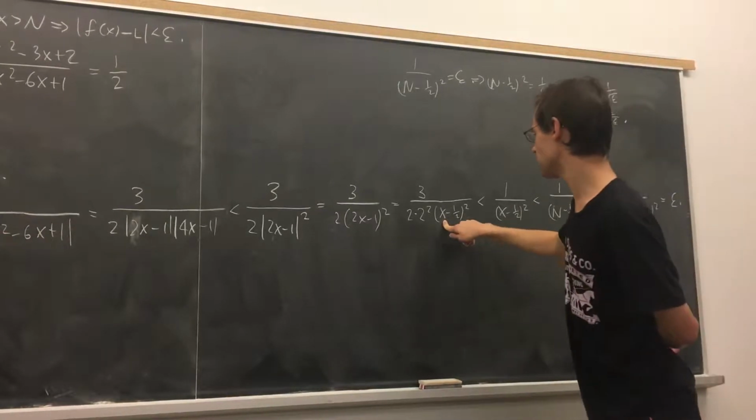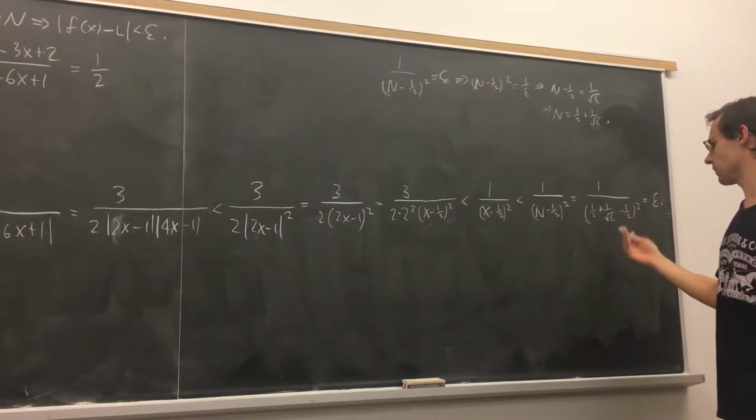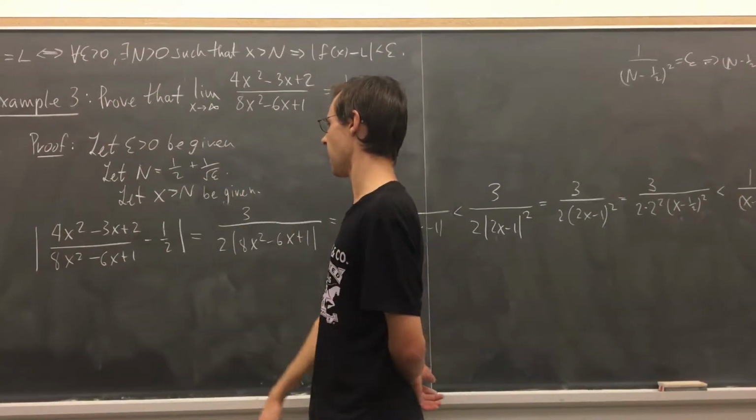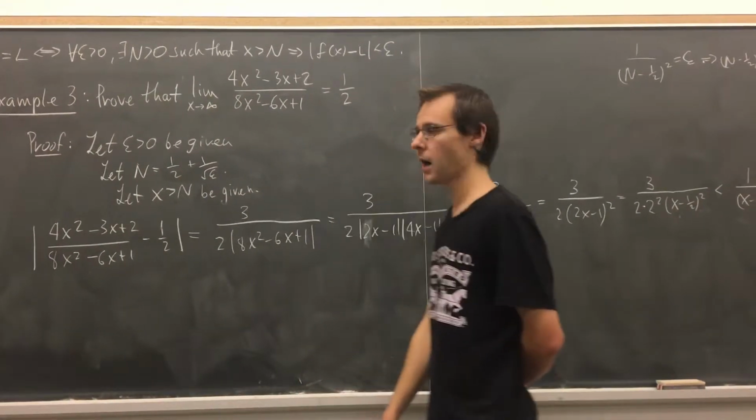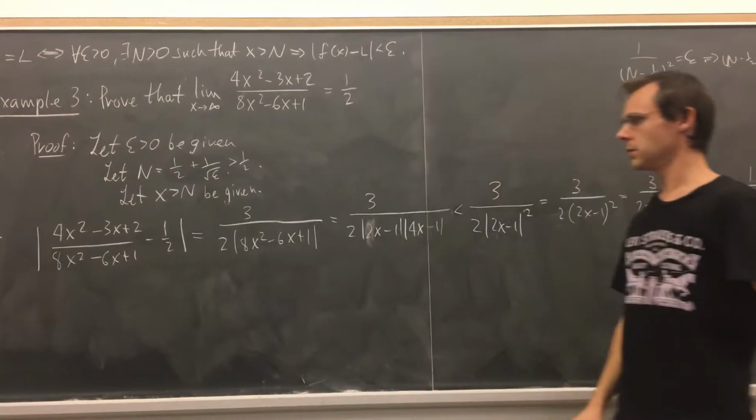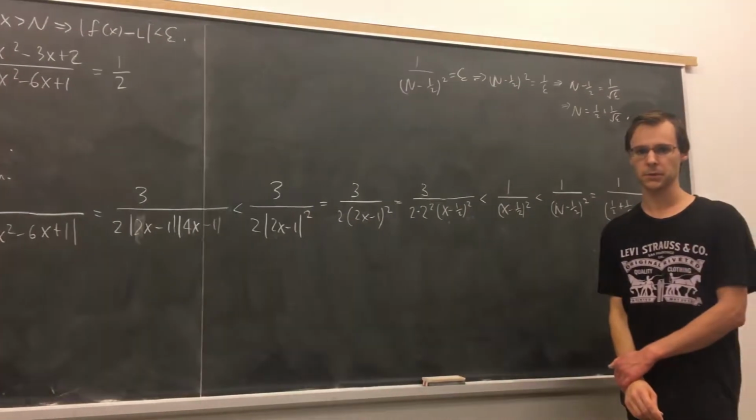Okay? But actually, the statement that we get, the value of n that we get, covers that case for us, right? N was set equal to a half plus 1 over root epsilon, and that's always bigger than a half. So actually, we're all good. So no maximum statement in approach number 2.